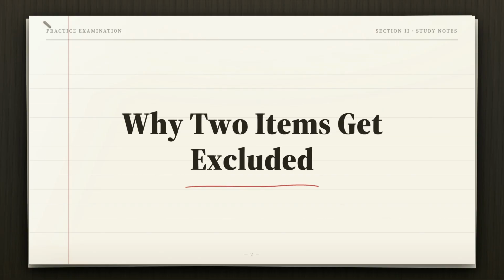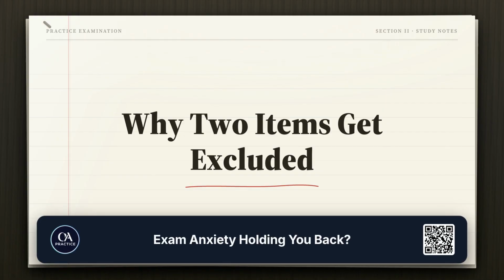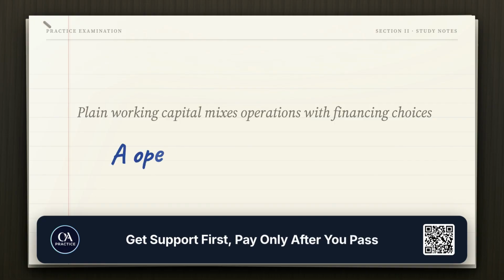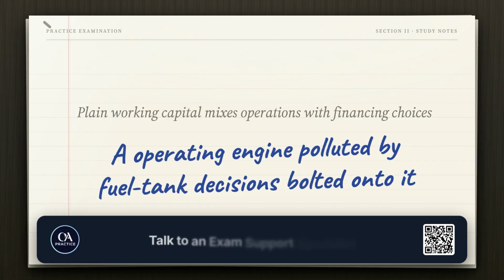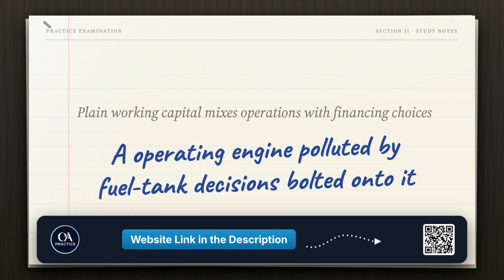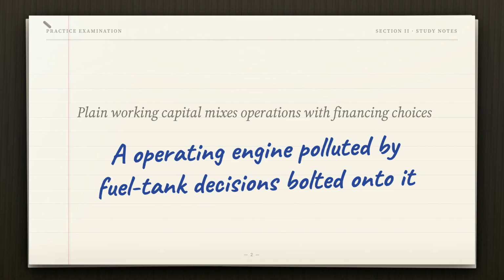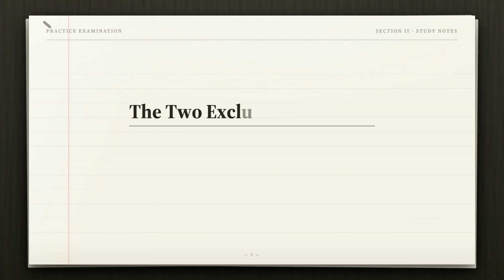Net operating working capital isn't just current assets minus current liabilities. It's a deliberate redesign that strips out two specific items. Understanding why they're excluded reveals the whole logic of the measure. Regular net working capital contaminates the operating picture with financing and investing decisions. Net operating working capital was built specifically to remove that contamination, isolating the business's true operating needs.